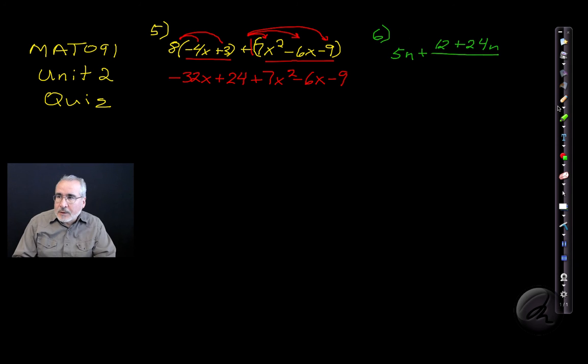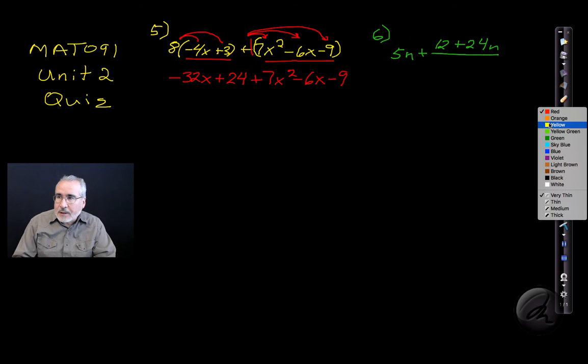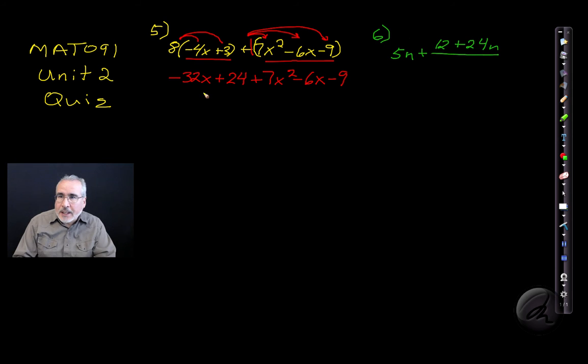And then the next thing we're going to do is we're going to combine like terms. So the like terms are here. There's a negative 32x. We'll combine with the negative 6x. The 24 will combine with the negative 9. And the 7x squared has no like terms, and it's the largest exponent, so it has the largest degree, so we'll just move it to the front.